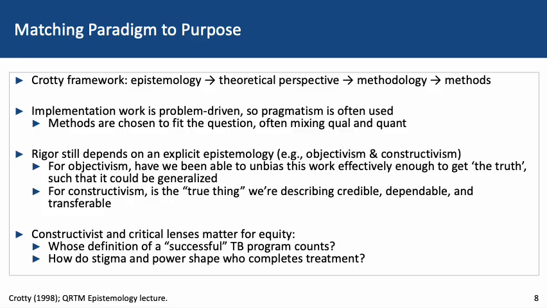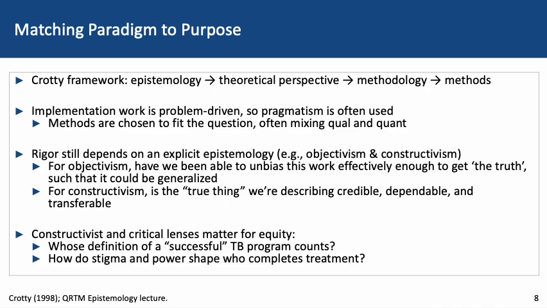Rigor still depends on an explicit epistemology. For example, we've been talking about objectivism and constructivism. For objectivism, it's the equivalent of saying, have we been able to unbias this work effectively enough to get the quote unquote truth such that it could be generalized? For constructivism, we ask the question, is the true thing we're describing credible? Is it dependable and transferable? And I'll talk a little bit more about this a little later in this talk.